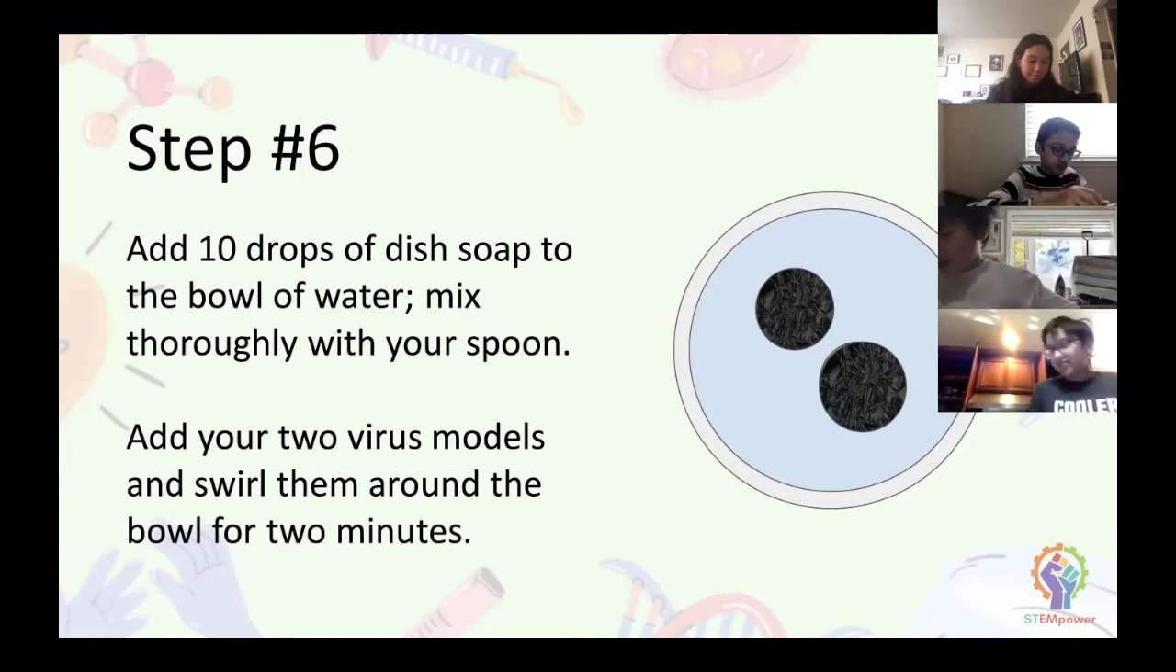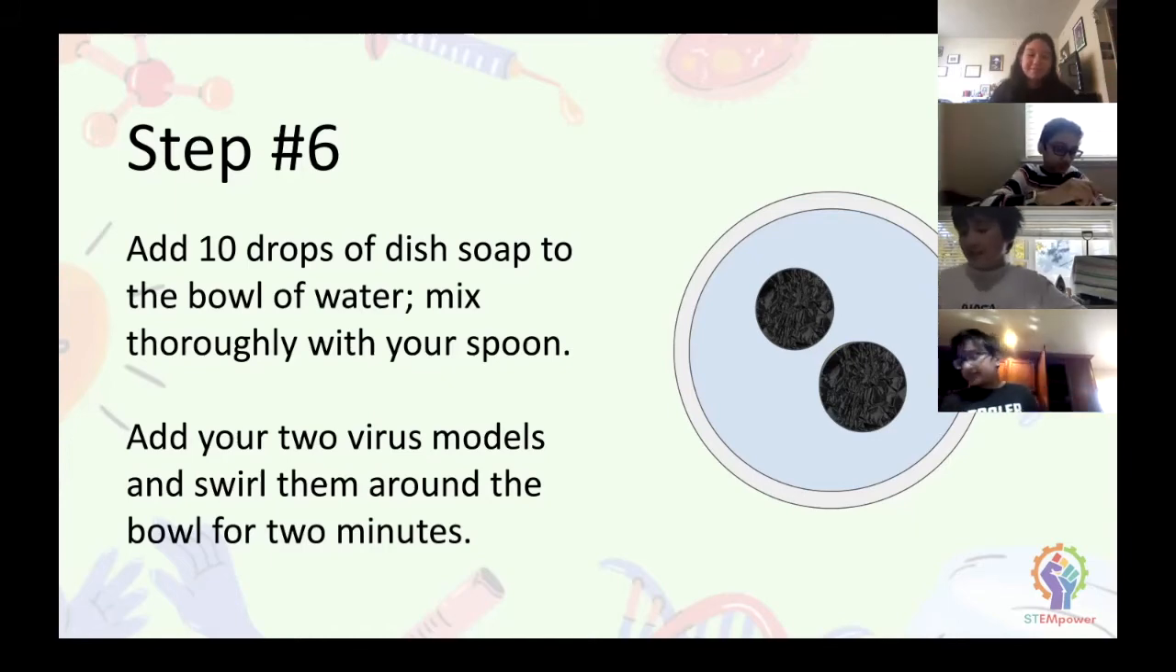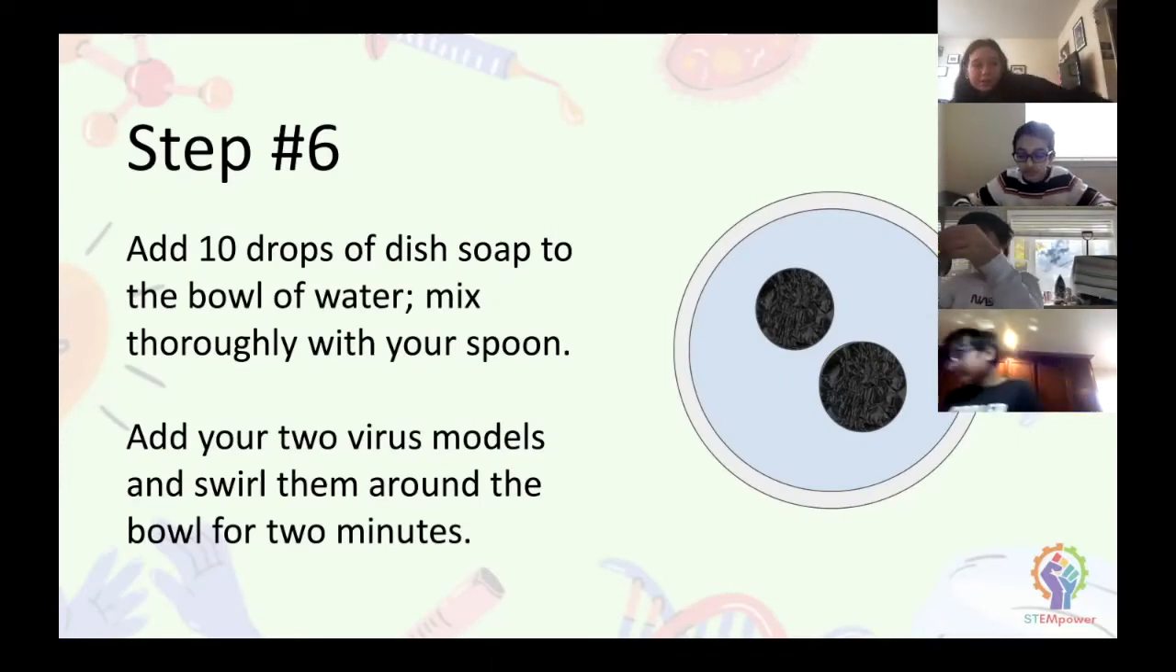What is the water supposed to be representing? So the water is supposed to be us, I guess you could say, washing our hands. And the dish soap is the soap. So the soap and the water. Oh, okay. Yeah. Okay, so now we're going to move on to our step number 7.